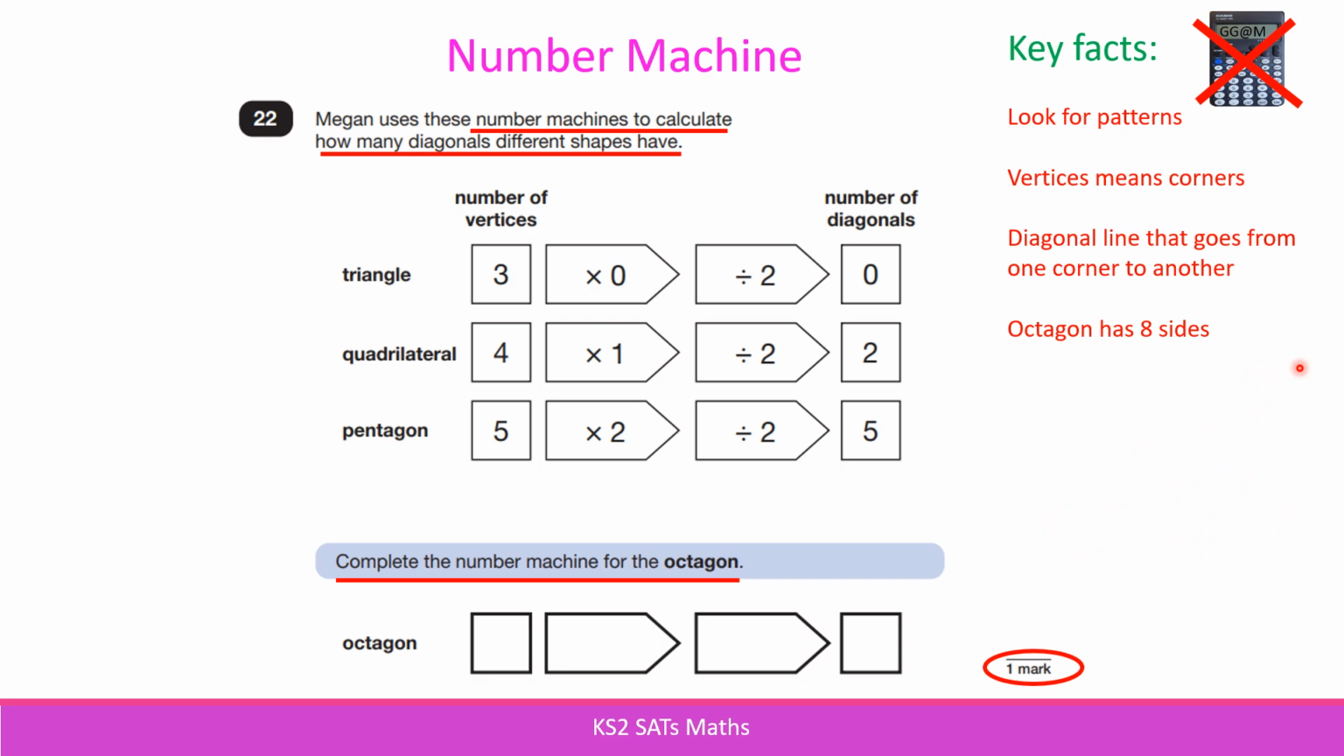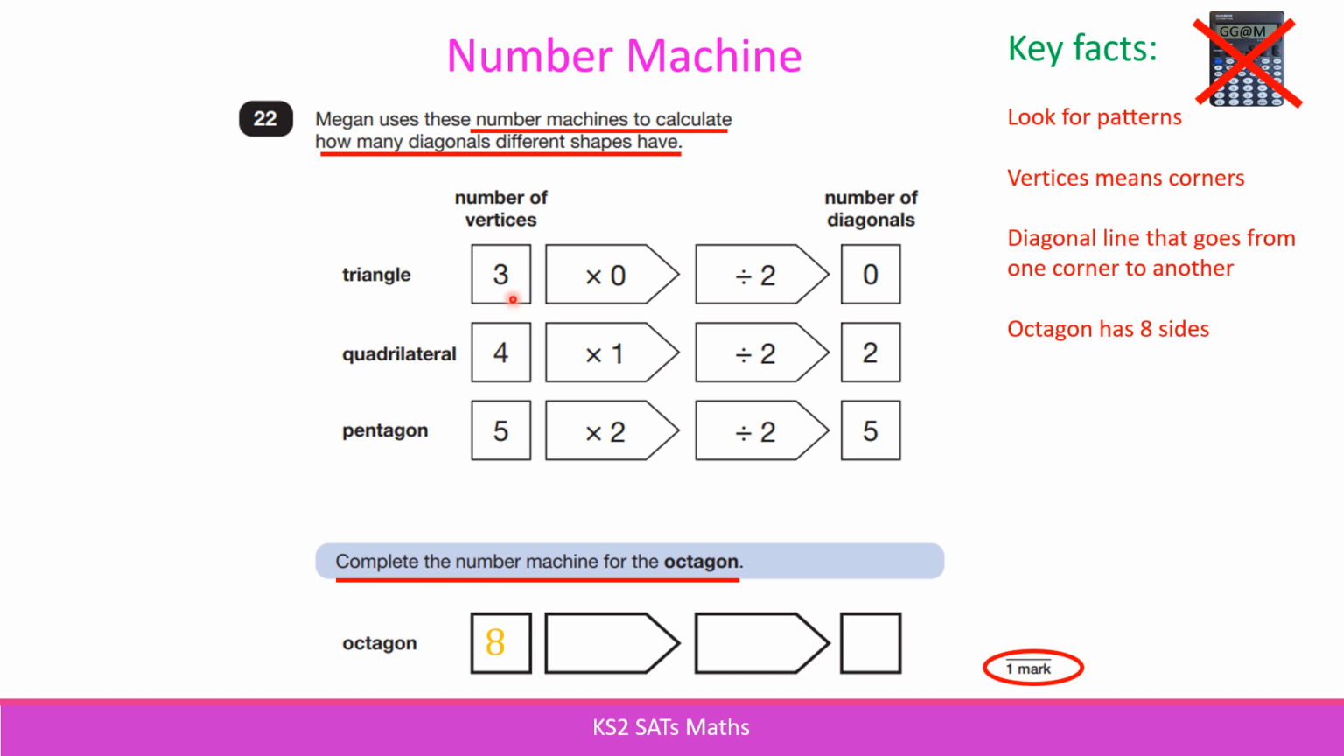Fantastic work. So hopefully you've managed to fill in the 4 gaps down here. An octagon, as I said earlier, has got 8 sides. And because it has got 8 sides, it means it has got 8 corners or 8 vertices. So an octagon is 8. Now we've got to look at the pattern here. So this is 0, 1, 2. It is increasing by 1 each time. It's not going to be 3 though, because if you look here, it goes 3, 4, 5, and then it jumps to 8. So we've got to do a jump the same as what has happened here.